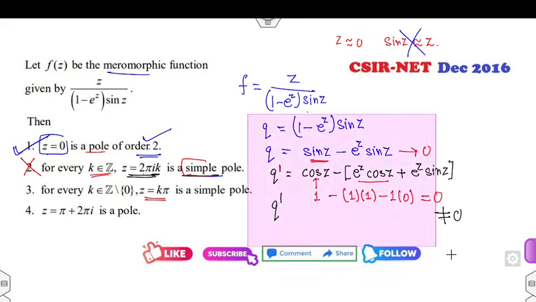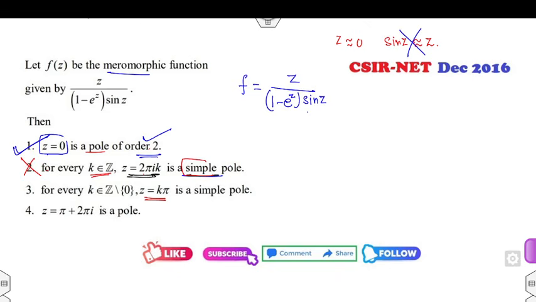Let me again take q as a sine z minus e raised to power z sine z, of all those apart from the q 0. The derivative is cos z minus e raised to power z sine z minus e raised to power z cos z. So what is the value of this at the point k pi, where k is an integer?